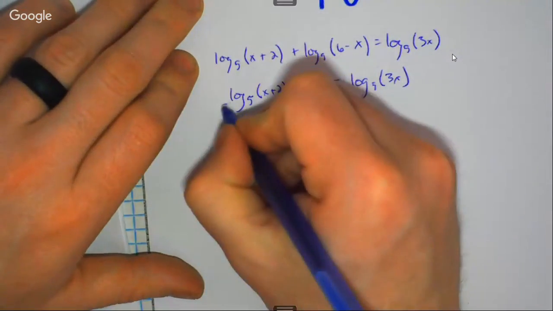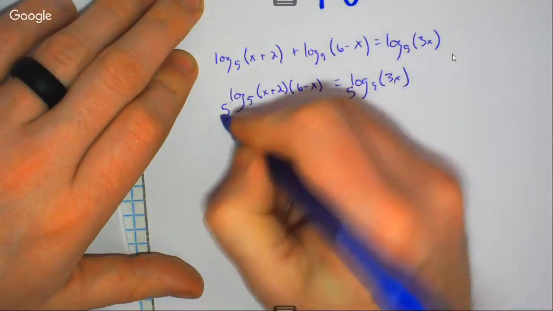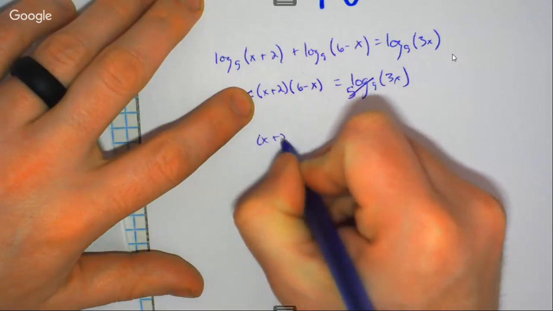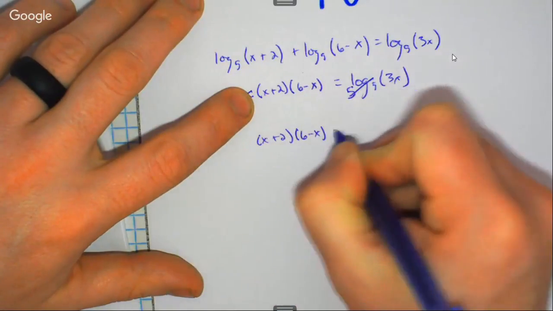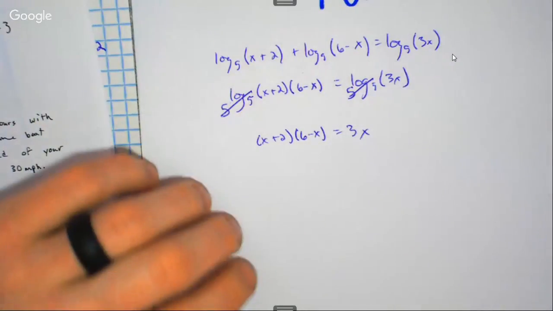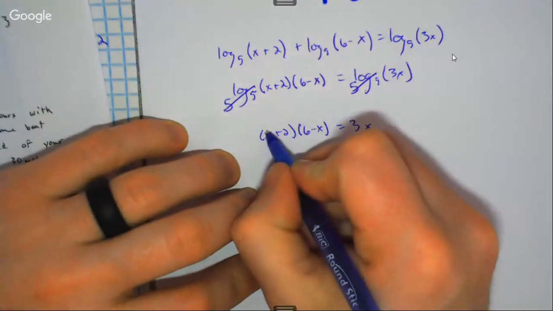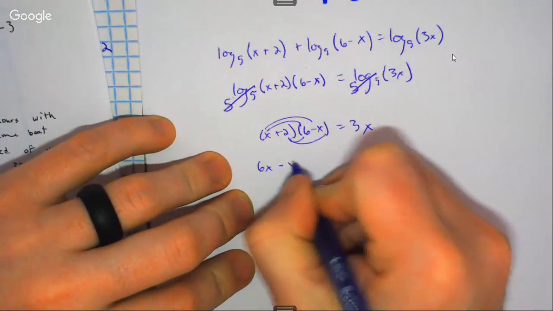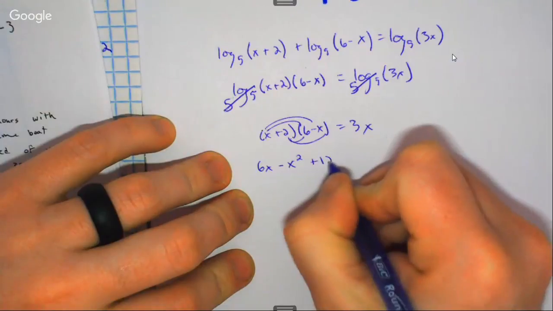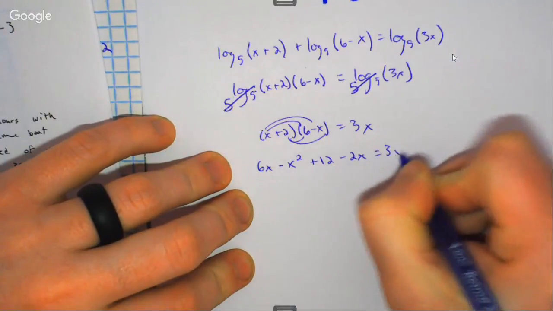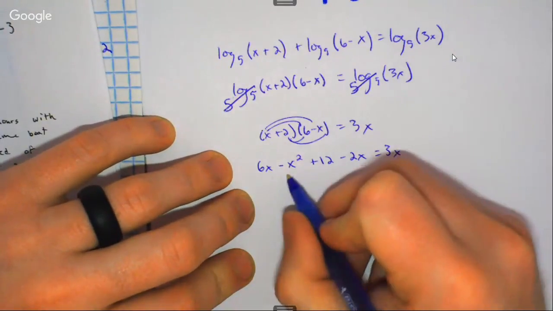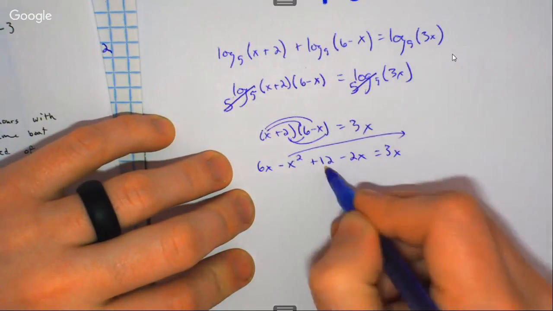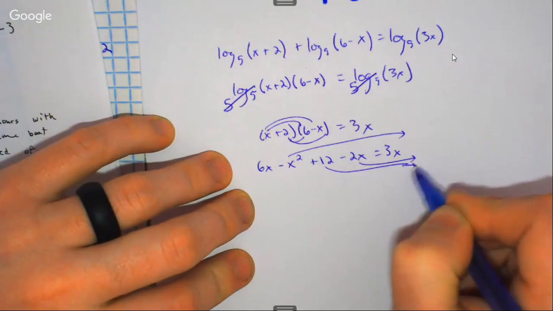Now I'll take both sides to the base of 5 to get rid of the logs, so those cancel. And you have (x plus 2)(6 minus x) equals 3x. Now we've got to get rid of parentheses, so we will distribute, FOIL all that out. So you get 6x minus x squared plus 12 minus 2x equals 3x. This is a quadratic, so we need to set it equal to 0. I'm going to move everything to the right-hand side to make it positive x squared.